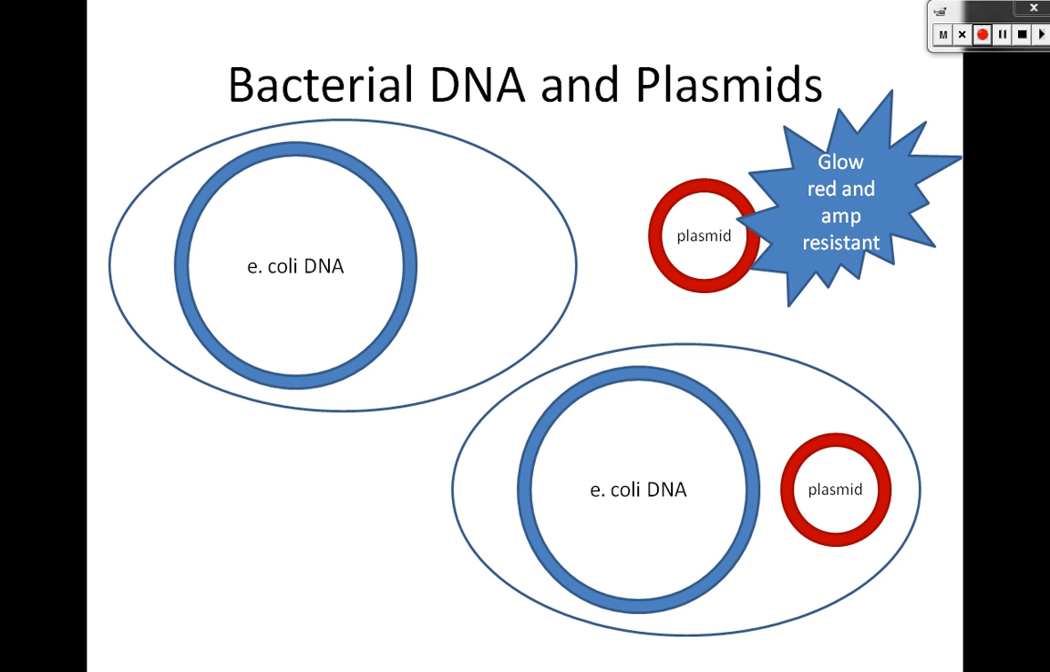So go back to your knowledge of how traits are expressed, right? The cell reads the DNA and it transcribes it and translates it, and then you get these proteins. So the E. coli will start to produce the proteins of the plasmid. So it too will be ampicillin resistant and glow red. So that's the overall idea of what we're doing.